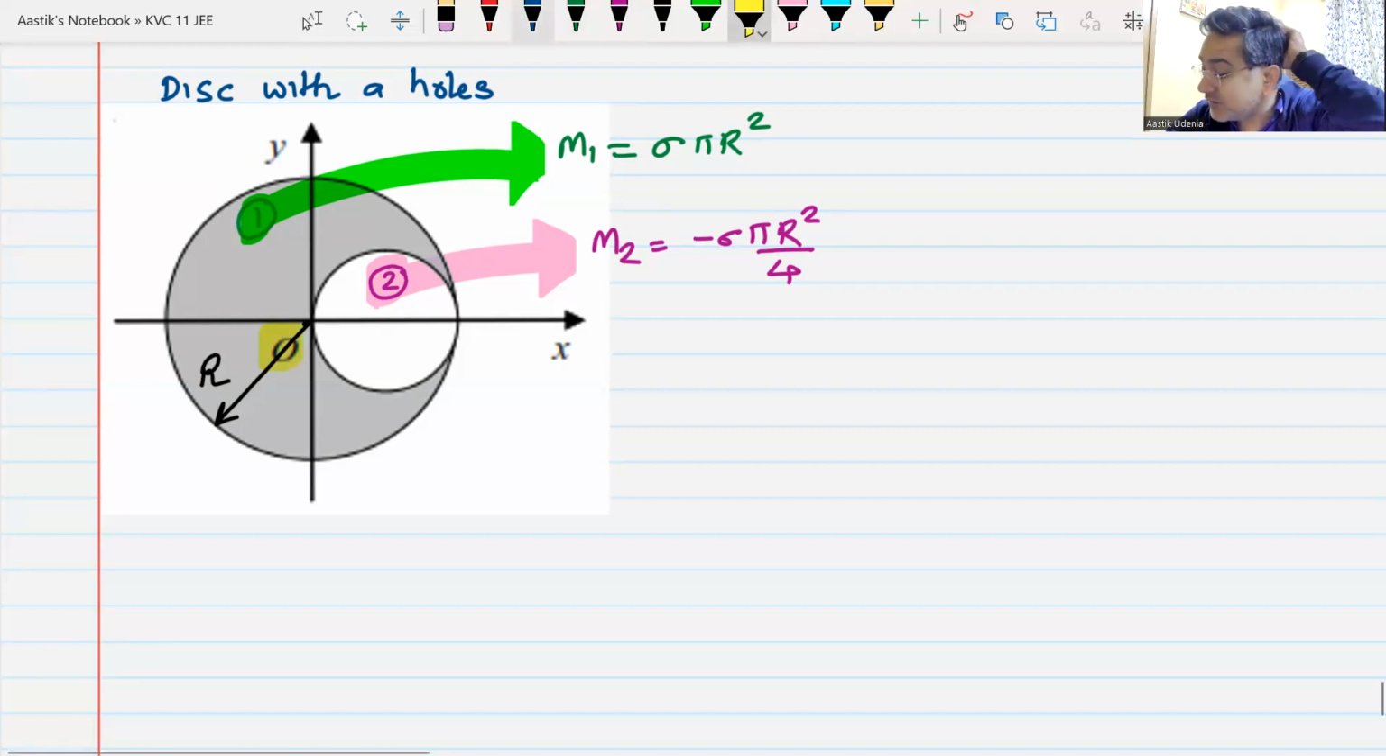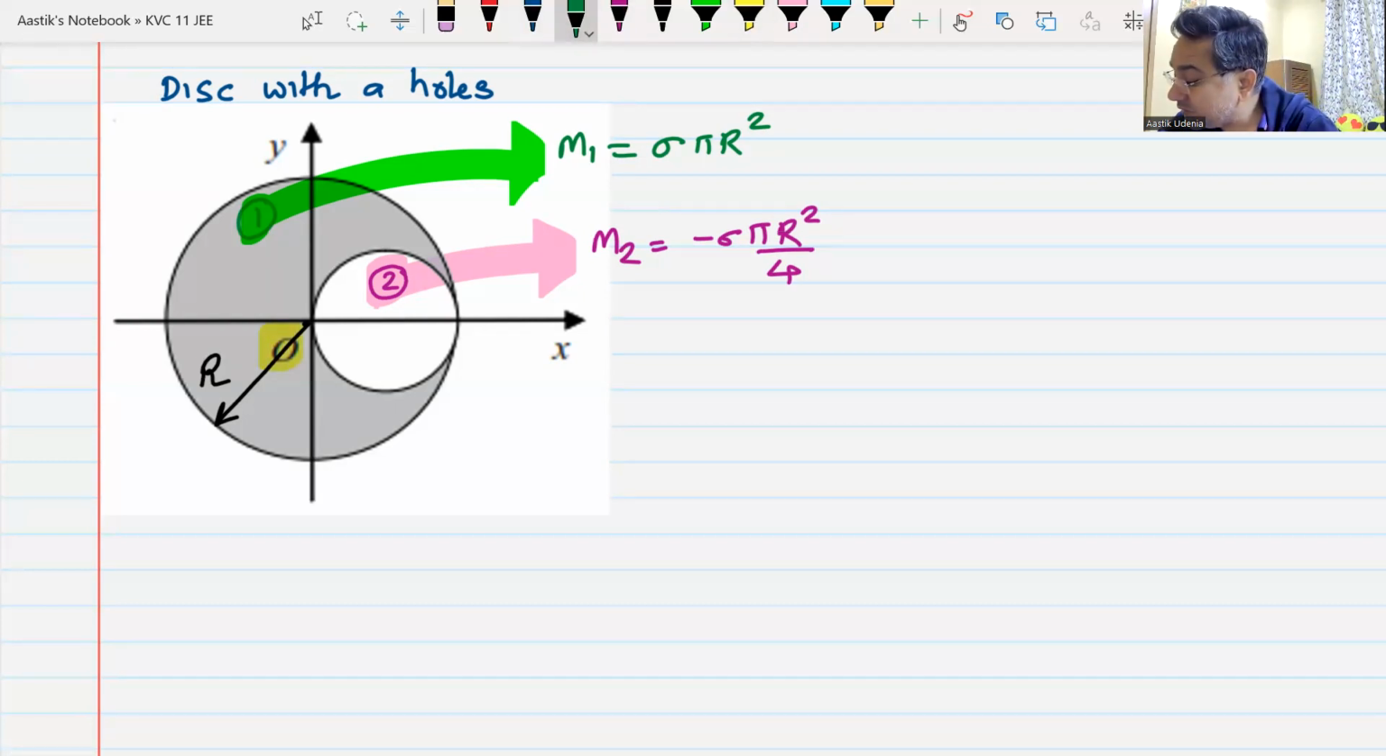Okay, let us also write the x coordinate of center of mass. What is the x coordinate of center of mass of this body, the original body without the hole? Where does the center of mass of this body lie? Remember, my origin is at the center. Yes. R by 2, sir. Yes, beta. R by 2.